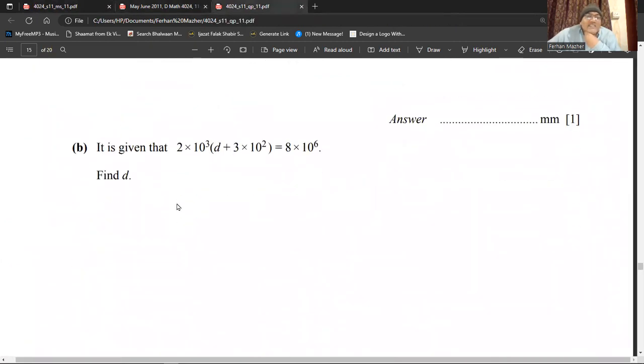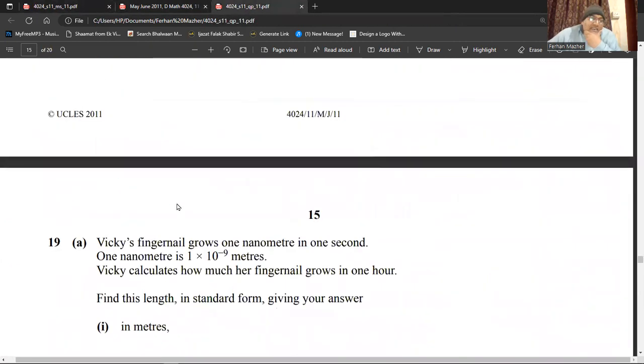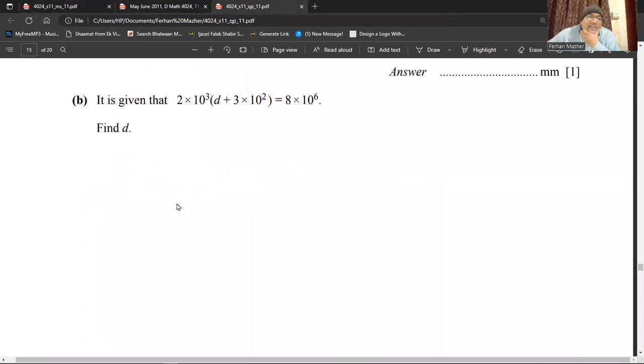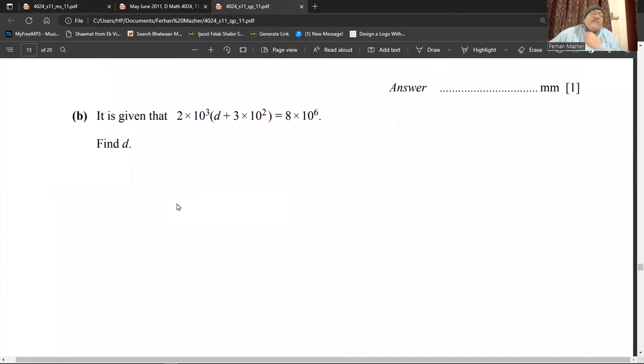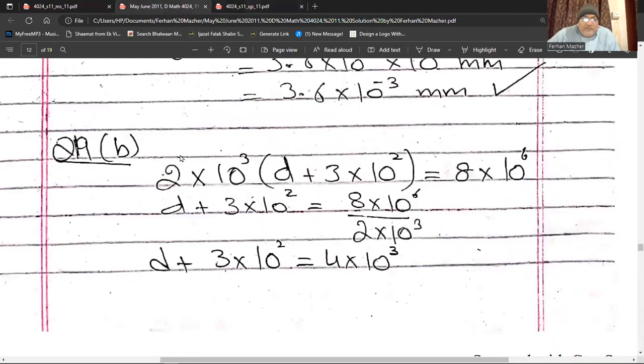Now, question number 19, and its B part. Here we have a 2 marks question. It is given that 2 × 10^3 (d + 3 × 10^2) is equal to 8 × 10^6. Find the value of d.